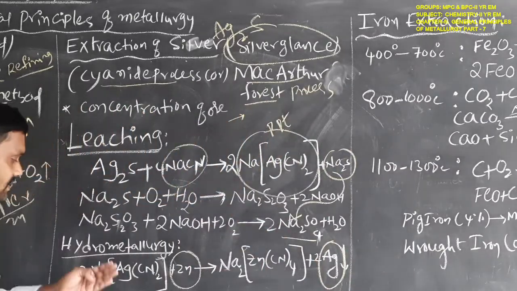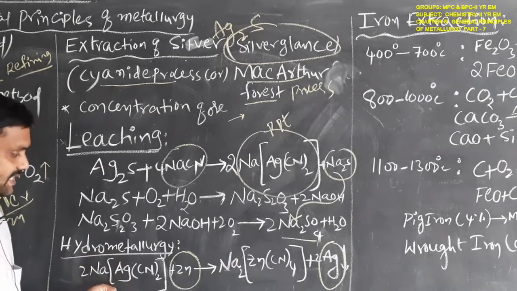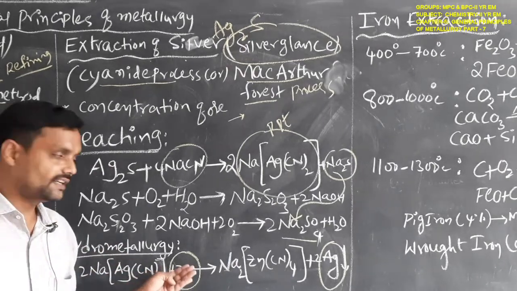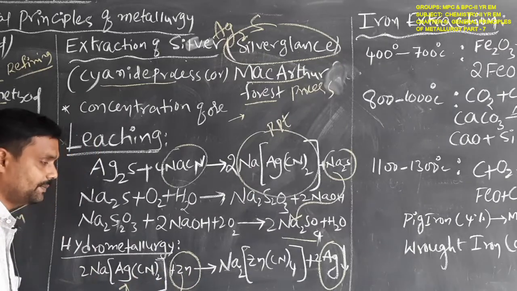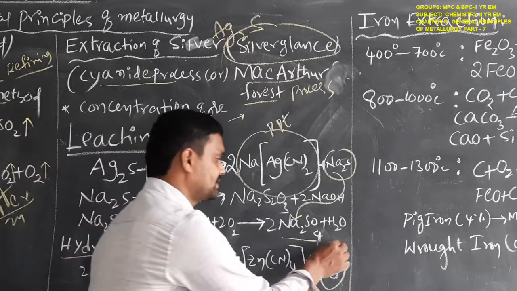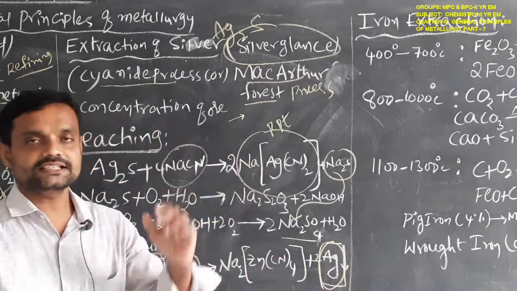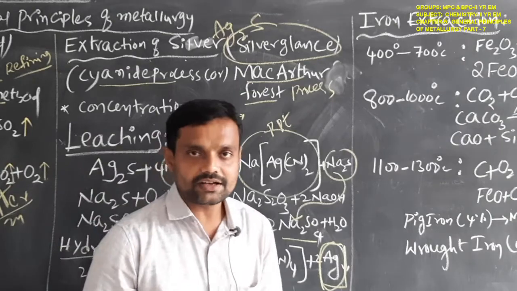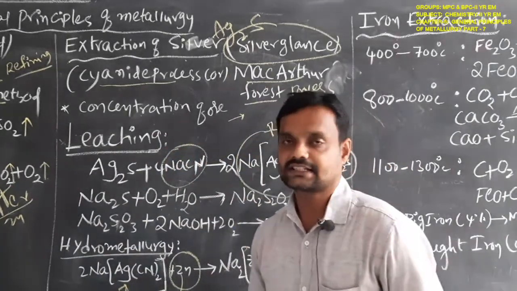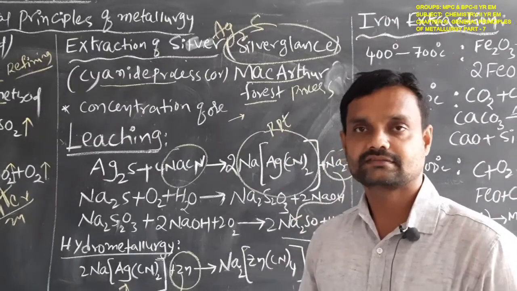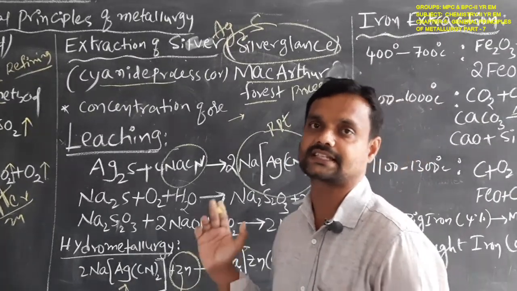Okay students, in hydrometallurgy this precipitate reacts with the zinc. Finally, in place of the silver, the zinc will be deposited, and the silver can be extracted from that precipitate. So this is the extraction of silver from silver glance. Finally we have extracted the silver. Then the next step is the purification, that is the refining of the extracted metal.